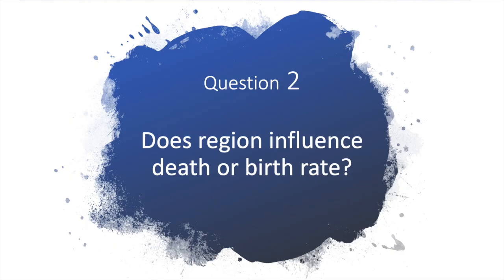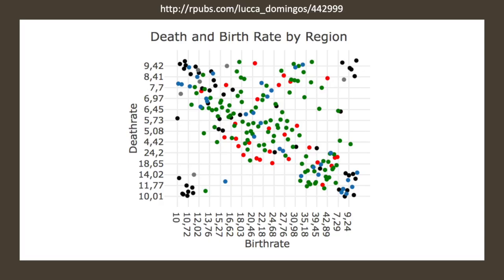Does a region influence death or birth rate? And so I created this interesting graph that shows death and birth rates by region. So the colors are the different regions.